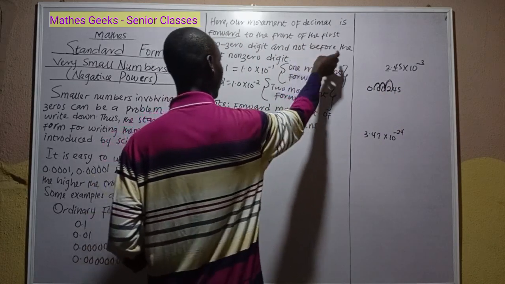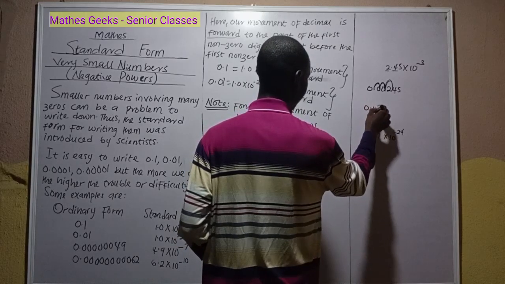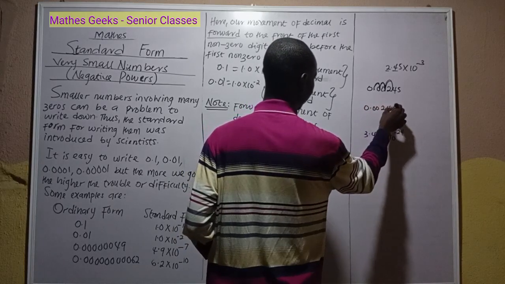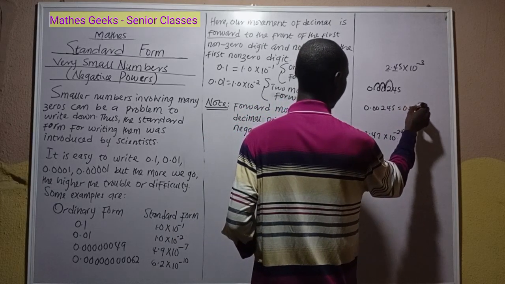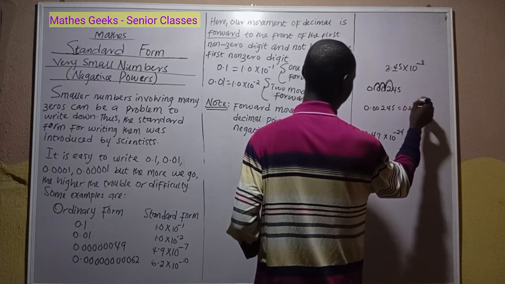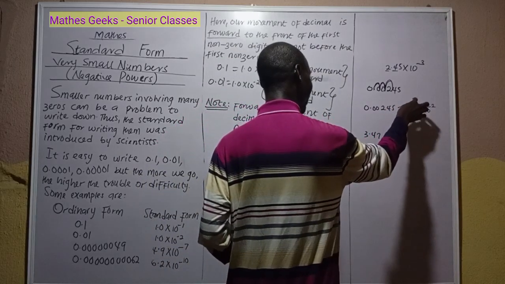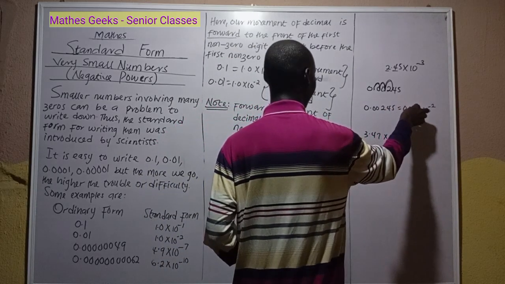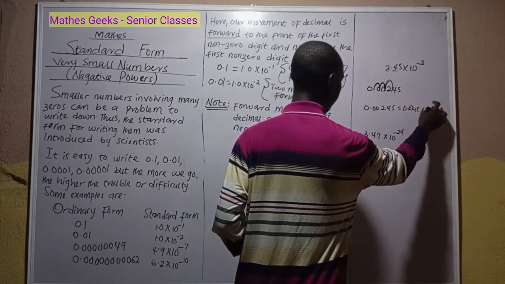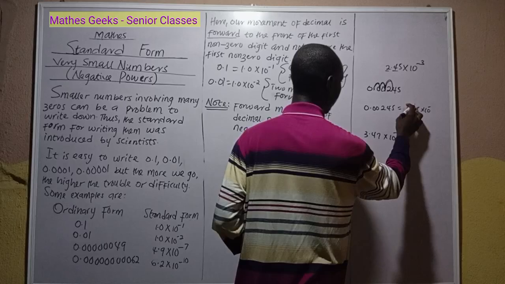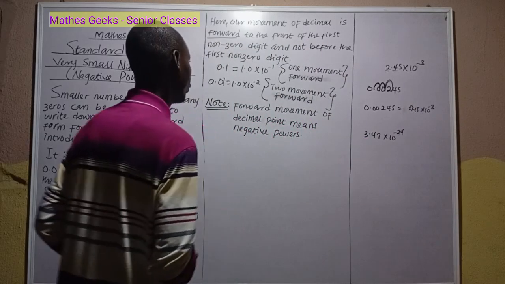Okay, and not before the first known digit. So you don't do it like 0.00245. You don't say this is 0.245 times 10 raised to minus 2. No, that's wrong. You don't put it before the first non-zero digit, it is after the first non-zero digit. You put it here. When you put it here, this one becomes no longer significant, so it becomes 10 to the minus 2. That's what you should do.